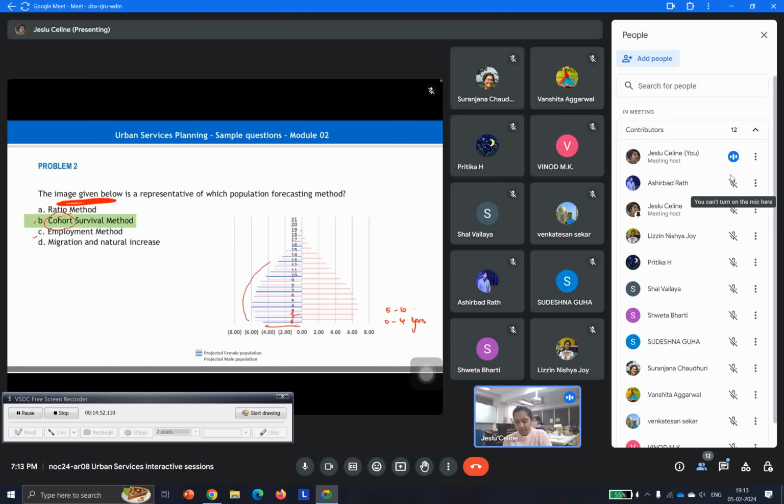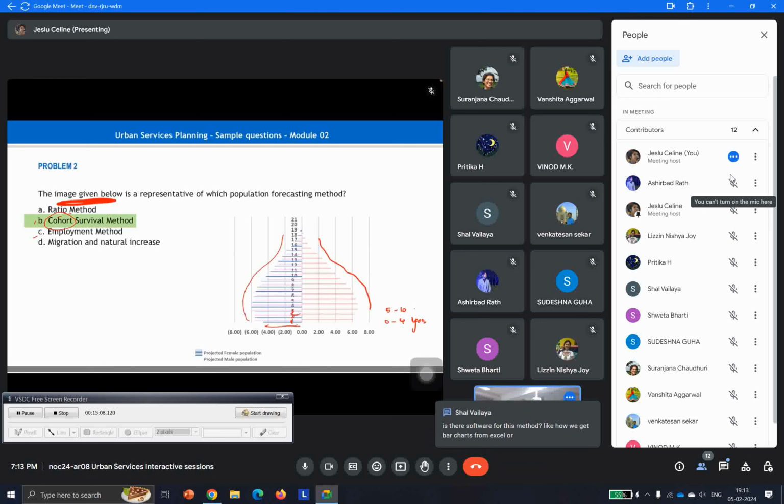Now, why this has a curve like this is because we know that as age progresses, the number of people in that particular age group would differ. So that's why, just by looking at the figure, we are able to recognize that this is the cohort survival method.